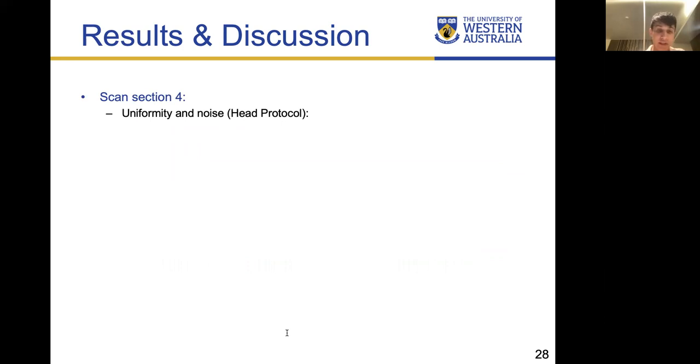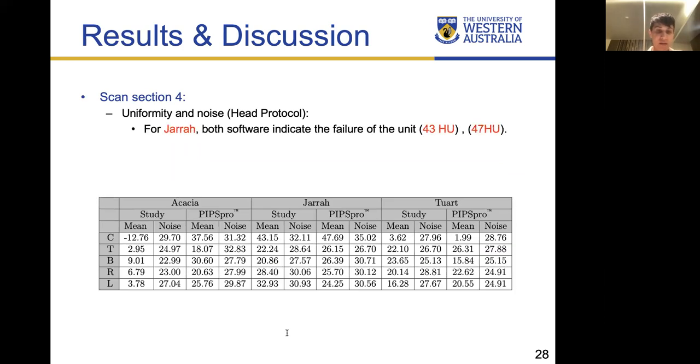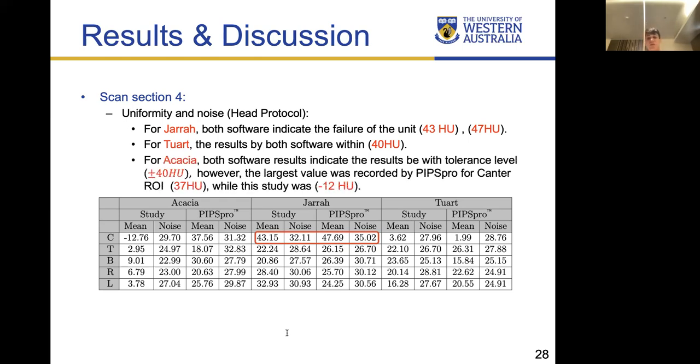For uniformity and noise, for JARA, both software indicate the failure of the unit. This study reported 43 Hounsfield units, while PIPS-Pro indicates 47 Hounsfield units. Both indicate the failure of the units. For Thorat, the result by both software is within the tolerance level, 40 Hounsfield units. While for Acacia, both software indicate the result to be within the tolerance level, 40 Hounsfield units.